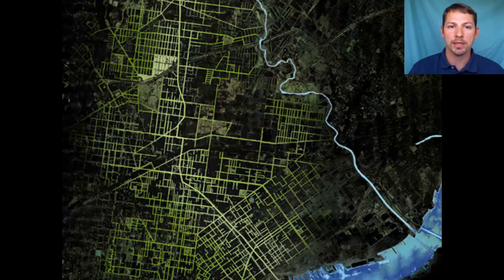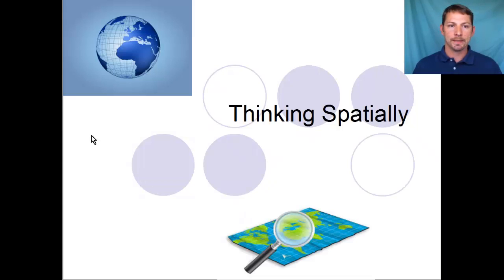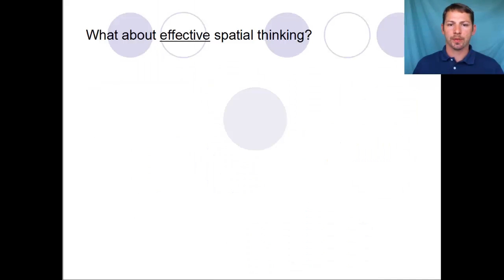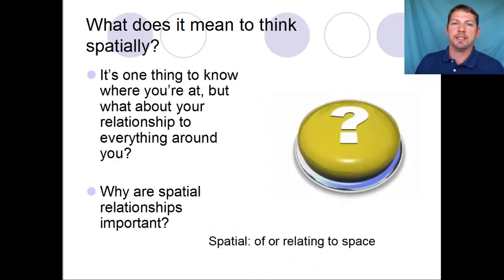So I'd just like to take you through a short PowerPoint presentation that I've made that talks a little bit about spatial analytics and spatial thinking in general, and sort of my concepts, if you will. So, thinking spatially. What does it mean to think spatially? Well, it's one thing to know where you're at, but what about your relationship to everything around you? Why are spatial relationships important in the first place?